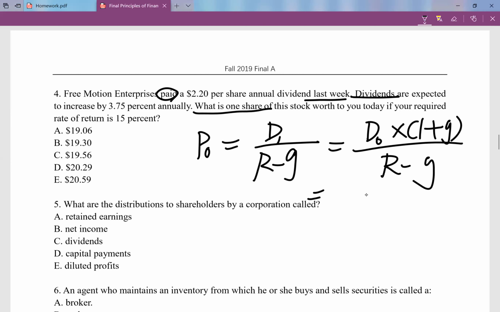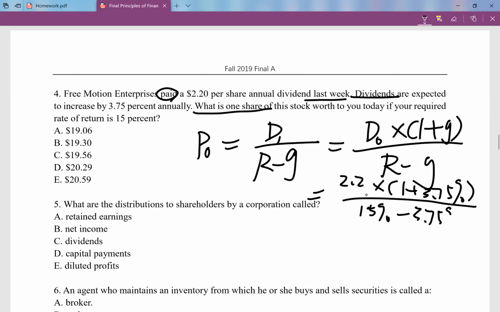What's the D0? D0 is $2.2 per share, times 1 plus the growth rate. Growth rate is 3.75%. Required rate of return is 15%, minus 3.75%. So you can say that's how we solve the price of the stock.